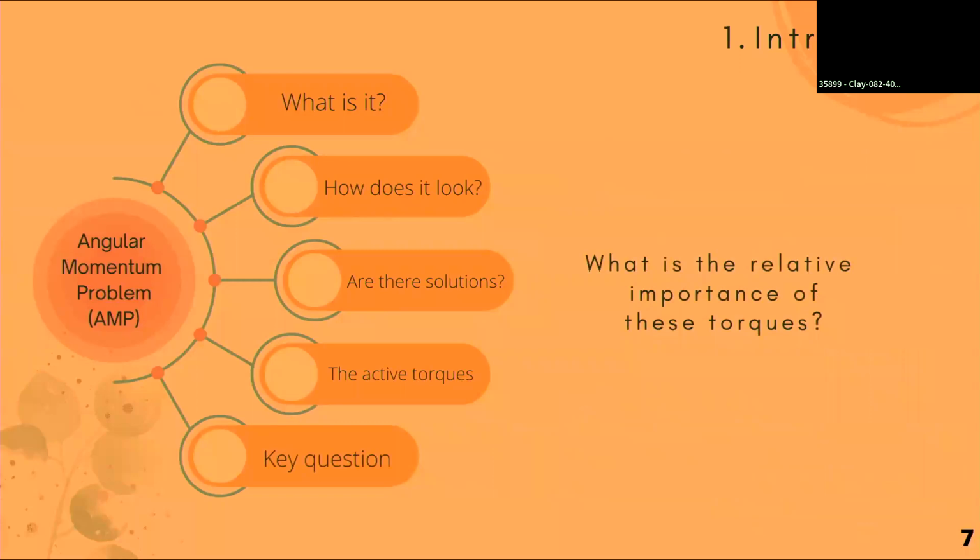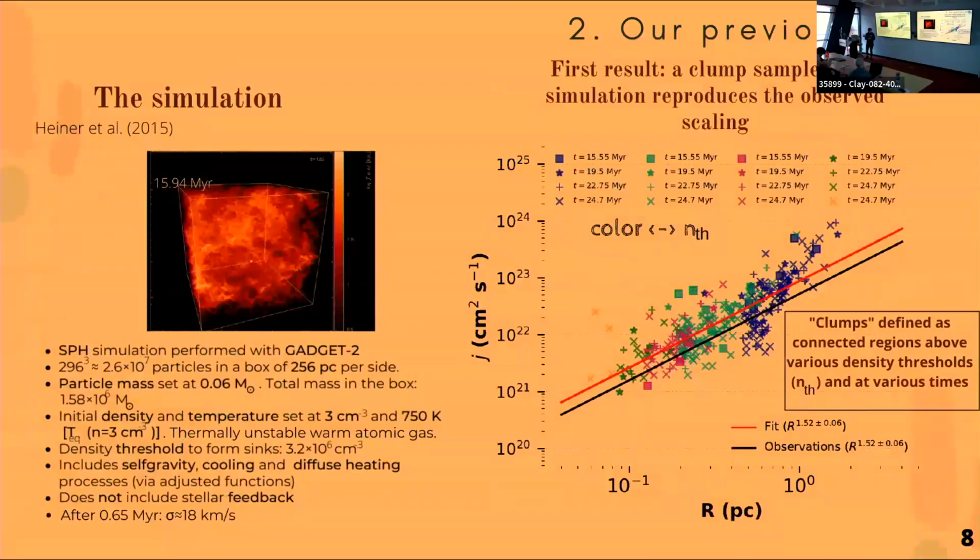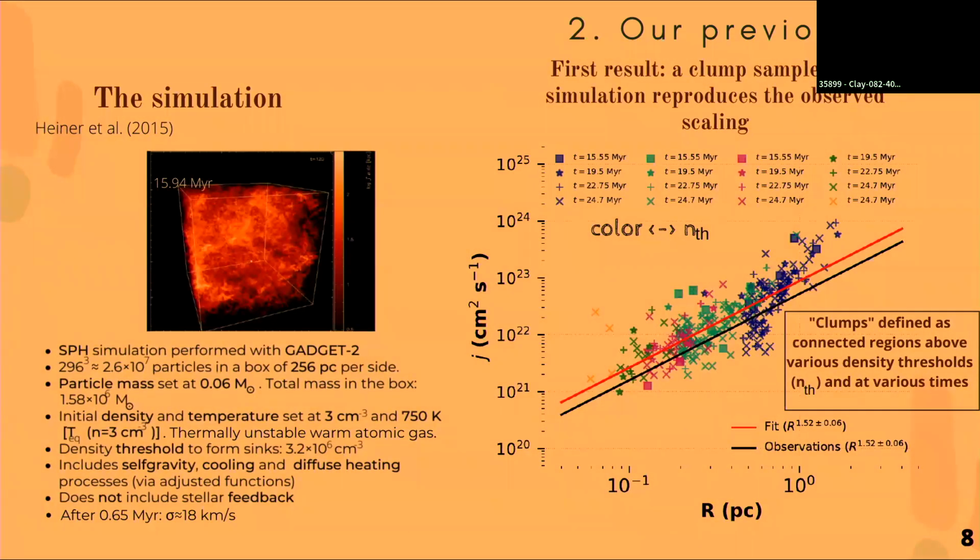So the key question is, what is the relative importance of these torques? Maybe the solution is not just one term, maybe it's a combination, but we want to know what is the most important one. In our previous work, we analyzed an SPH simulation performed with Gadget-2 with these features. It was a simulation about the formation and collapse of molecular clouds in the warm neutral medium, but without a magnetic field and without stellar feedback.